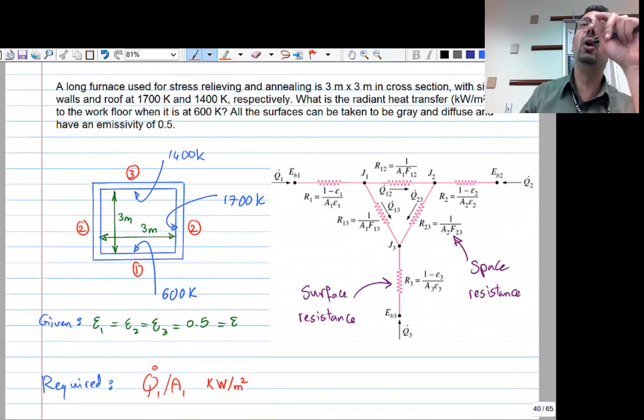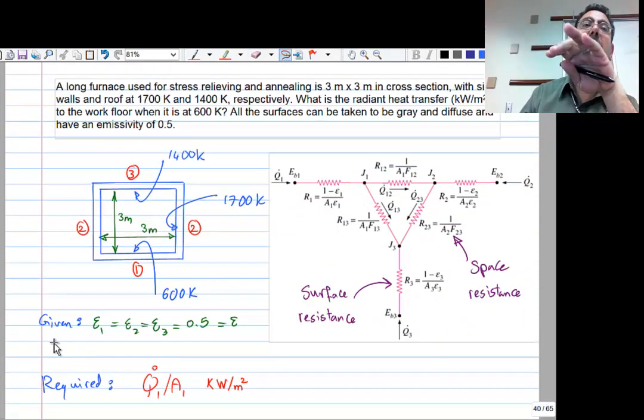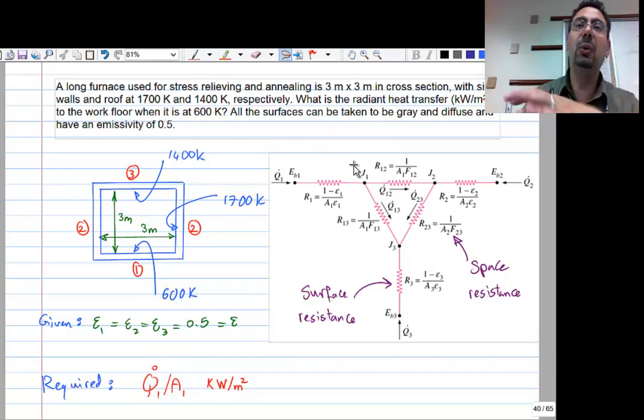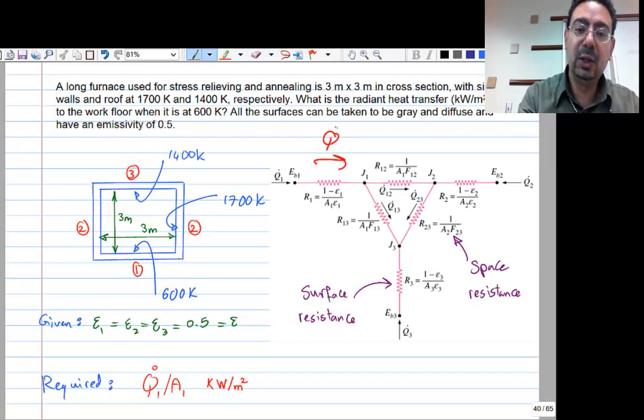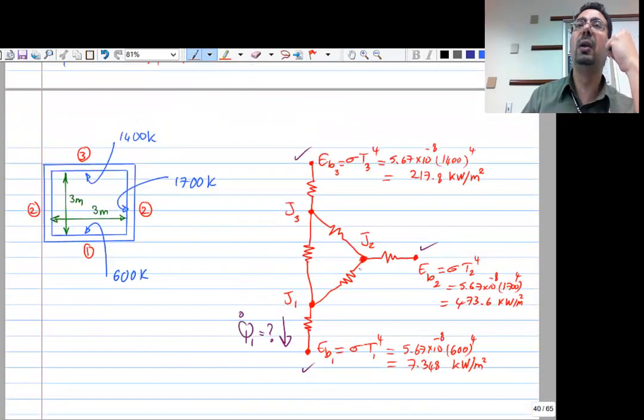All right? So, again, rewriting the problem, what's given is the epsilons, and required is the Q1. This is what we are trying to solve for. There are space resistances and there are surface resistances that we try to solve.